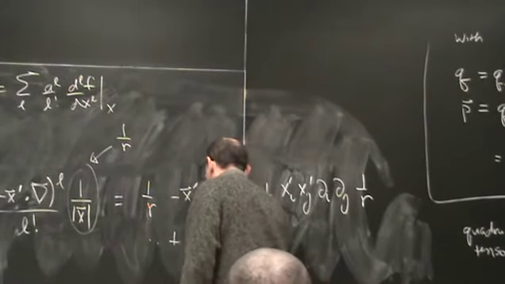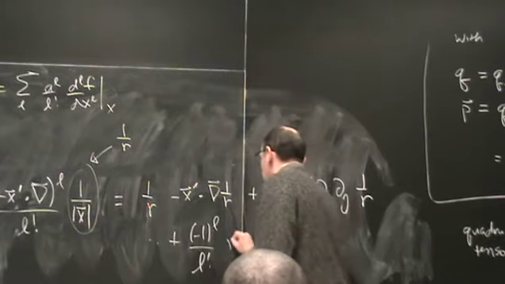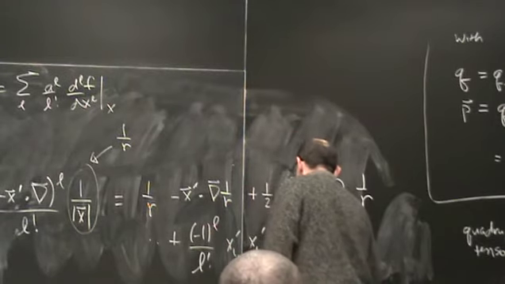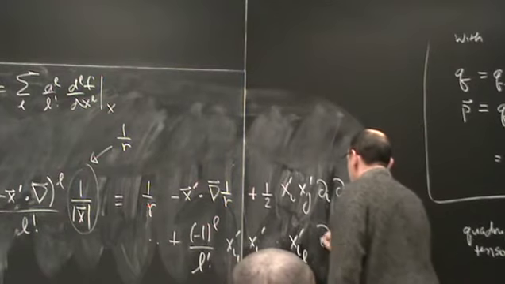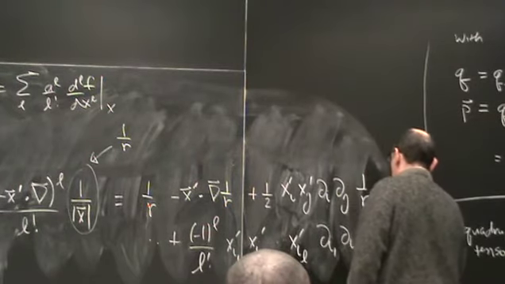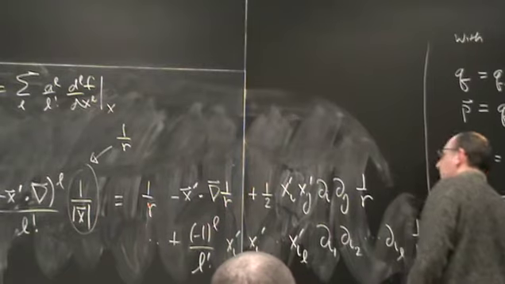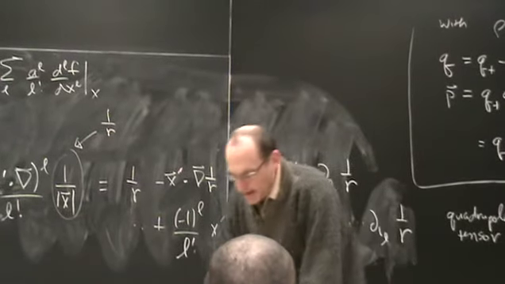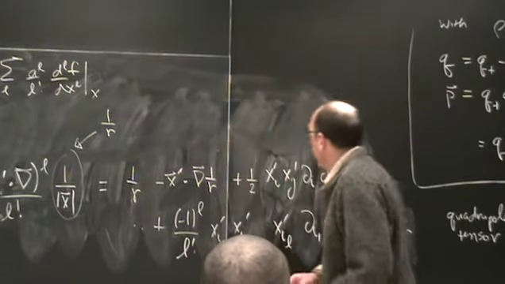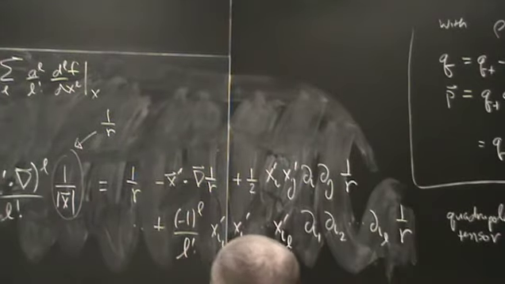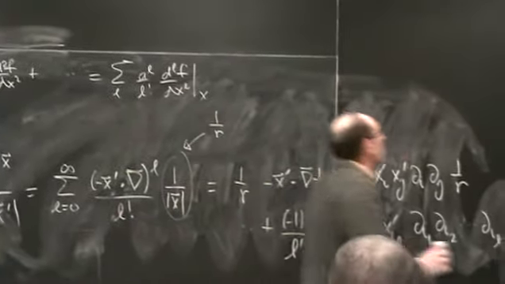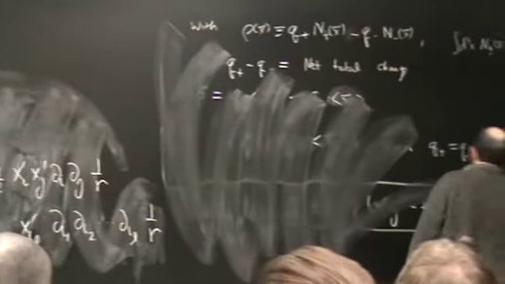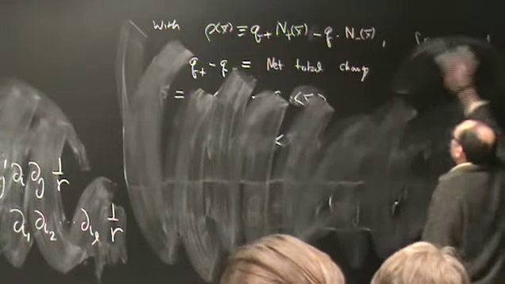Then the Lth term is minus 1 to the L over L factorial, times x prime i1, x prime i2, up to the Lth moment here, i1, i2, iL, partial derivatives of 1 over r. Okay, so this is the Taylor series expansion of the Green's function when I'm far away from the source, when the point of observation is a distance far compared to any position of the source.